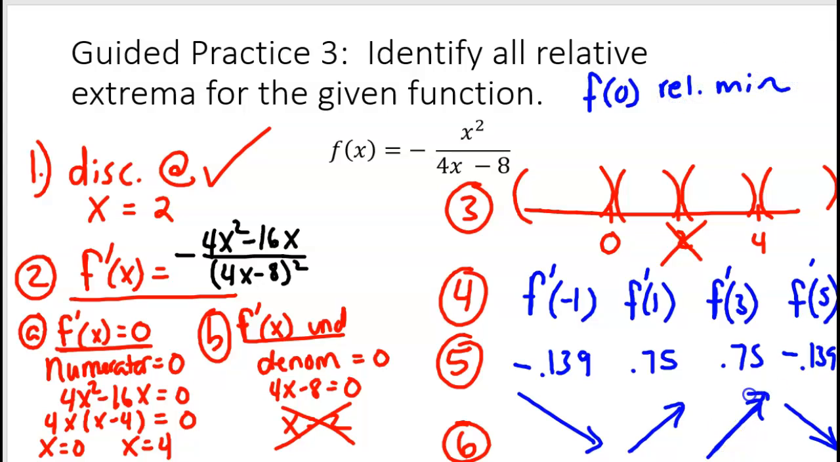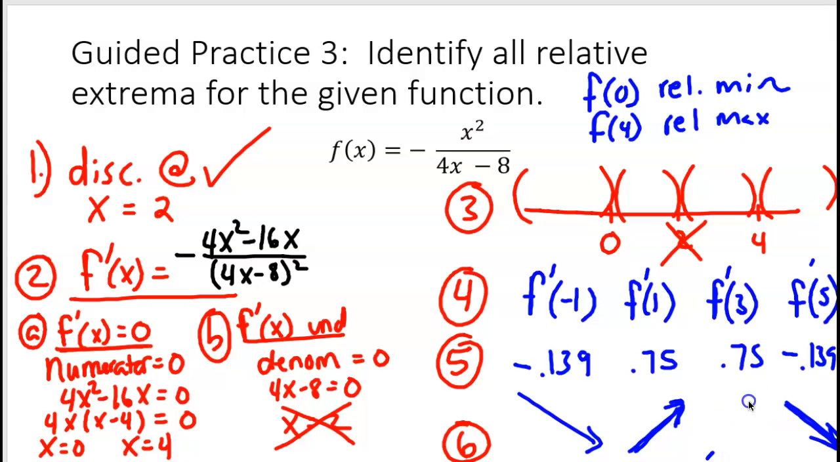And then here it goes up and then down, which means that at 4 it's a relative max. Now you'll notice that at 2 it goes up and then up. So that would mean that there is not a relative min or max there. But you got to be careful.